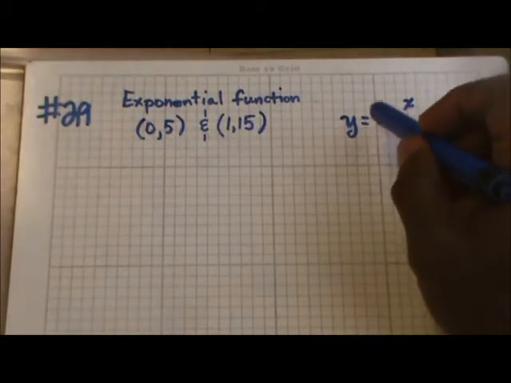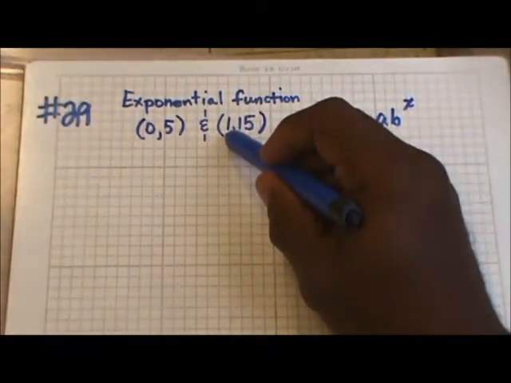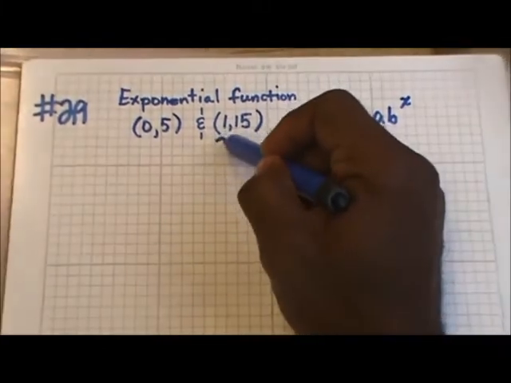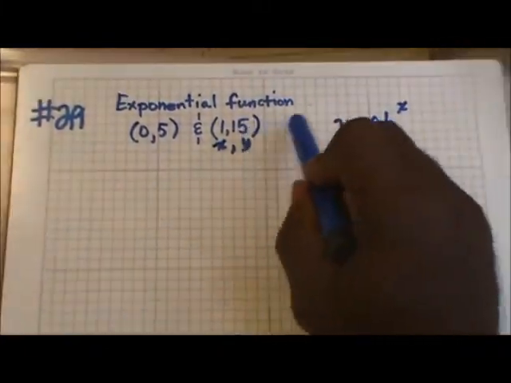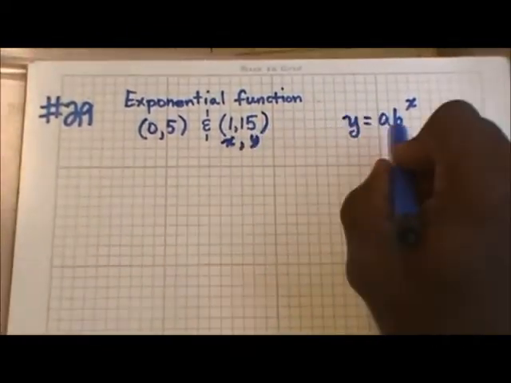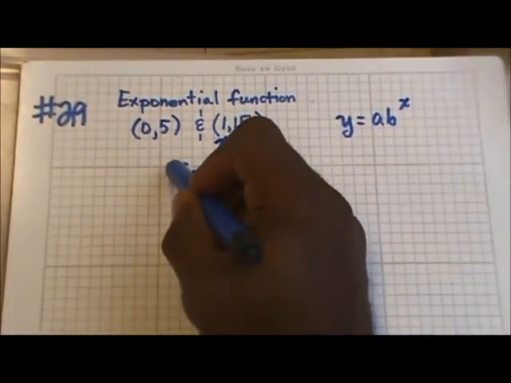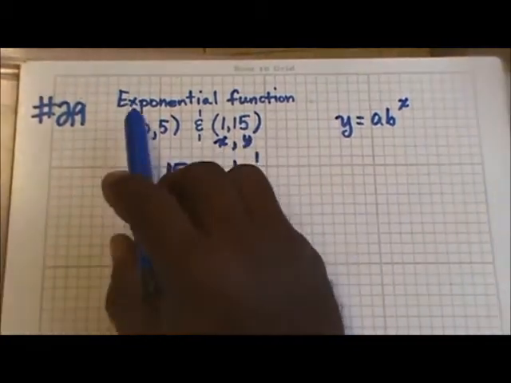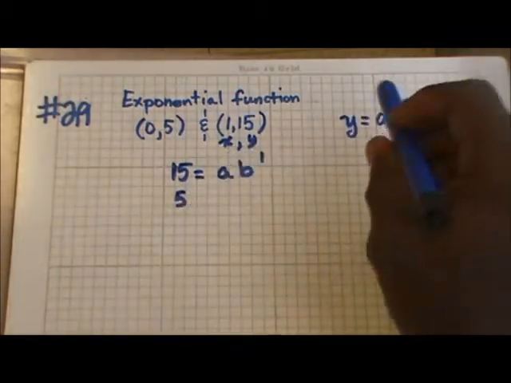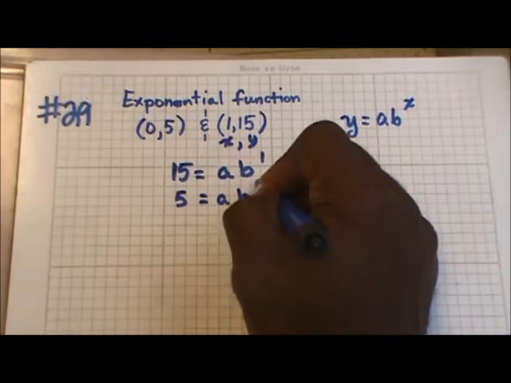So in this case, when we did these problems earlier this year, we look at the higher x value, and we want to plug that in first. So this is our x and y. We want to plug it into the exponential function form. So we go 15 is equal to ab to the first. Right underneath, we want to plug in the lower of the x values. In this case, that's 0, and the y is 5. 5 is equal to ab to the 0 power.